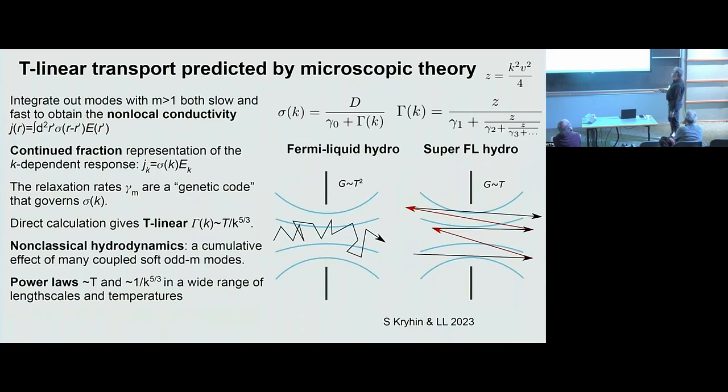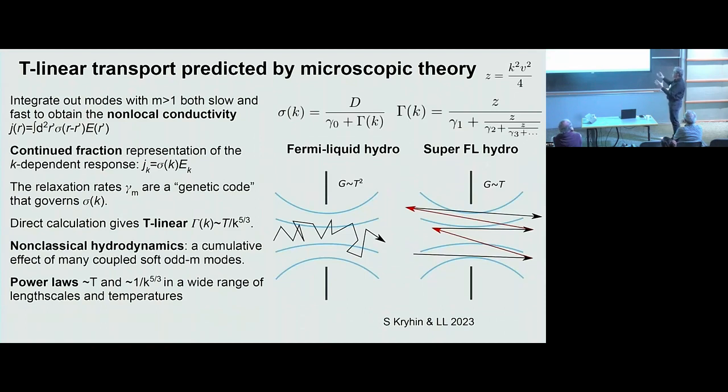The approach, no time for details, is basically to integrate out the high angular momentum modes and derive an effective conductivity for the m=1 harmonic, which is responsible for carrying current. The resulting conductivity is non-local, and one can derive a continued fraction expression for that conductivity, where gammas are these rates that we defined 3 slides ago. And so now basically the problem is very simple. You just need to take this continued fraction and analyze its k-dependence.